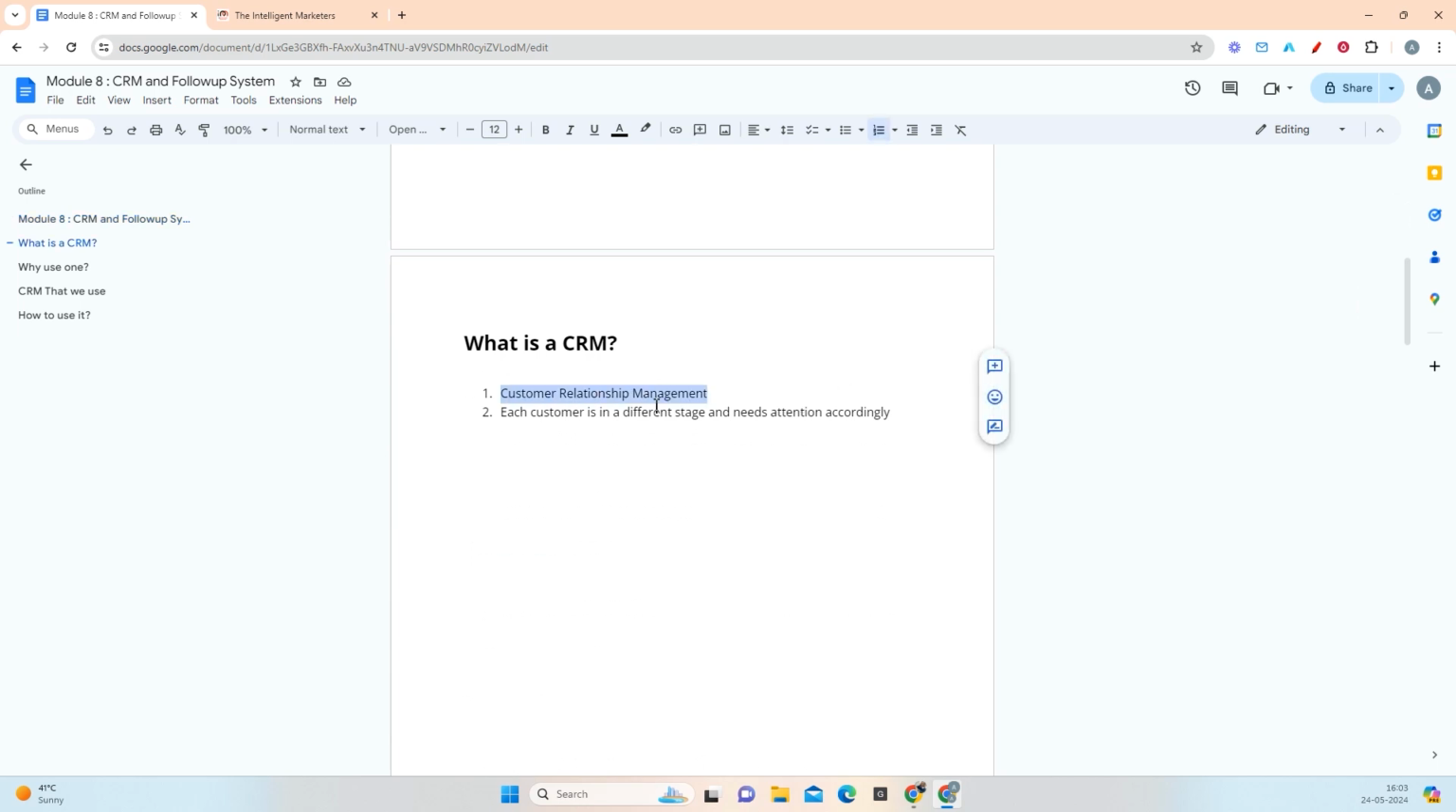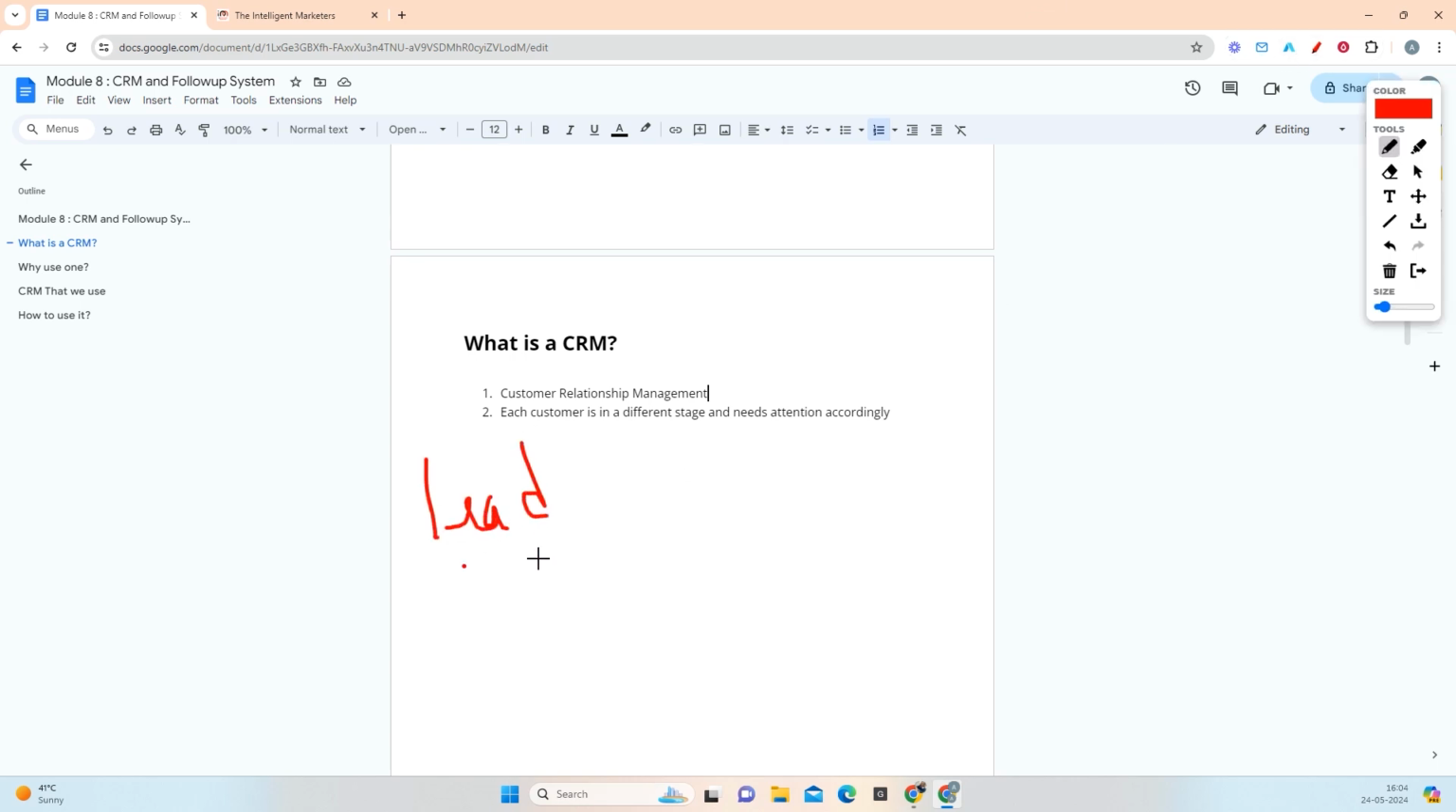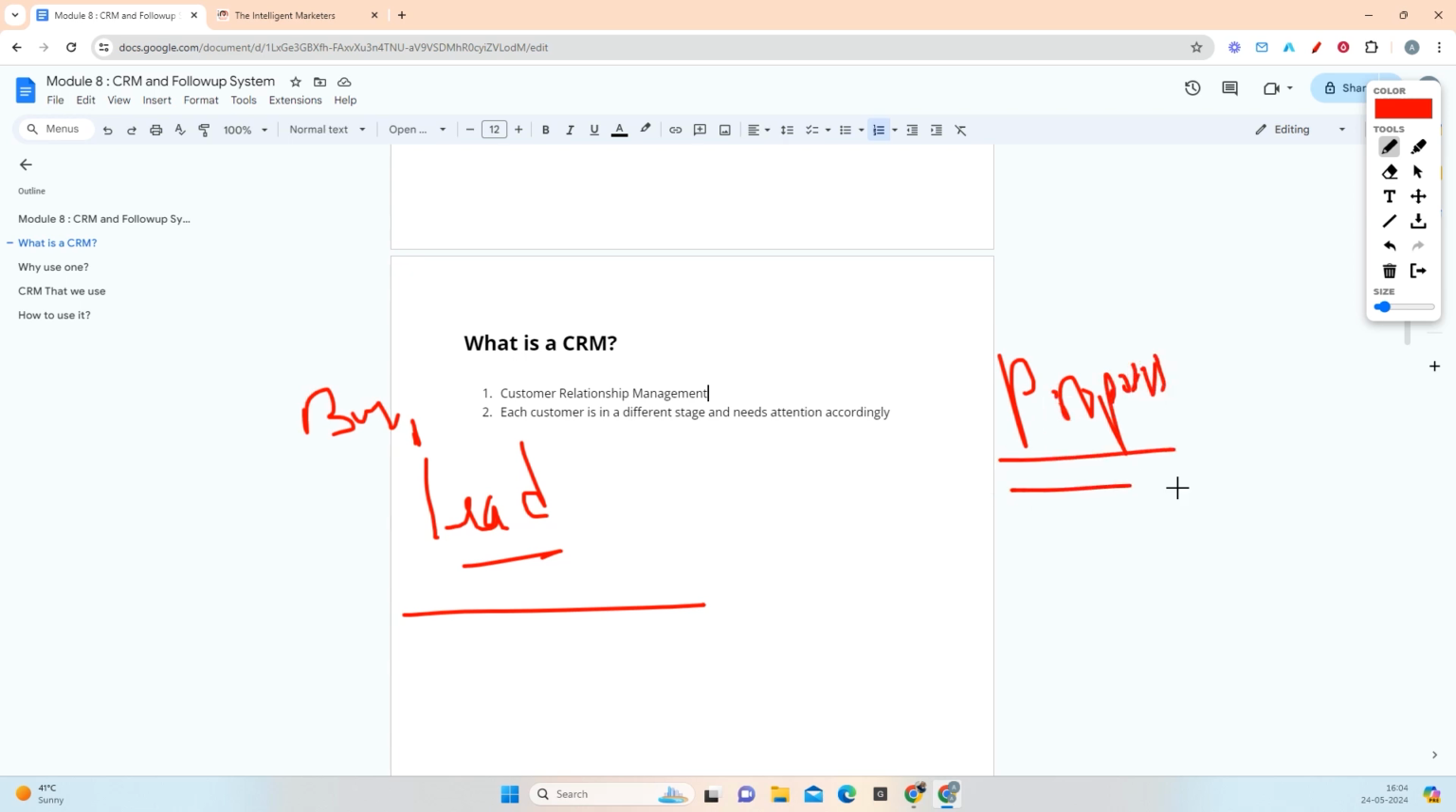CRM stands for customer relationship management. The significance of this is that each customer is in a different stage and needs attention accordingly. For example, someone who has just submitted a lead is at a different stage in the buying journey compared to someone to whom you have already submitted a proposal.